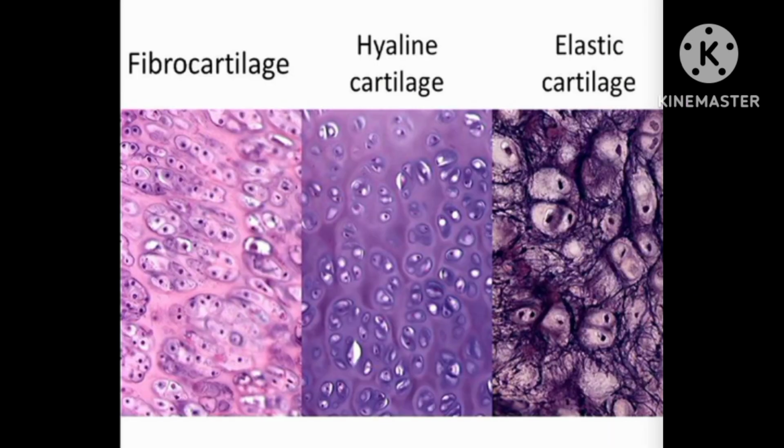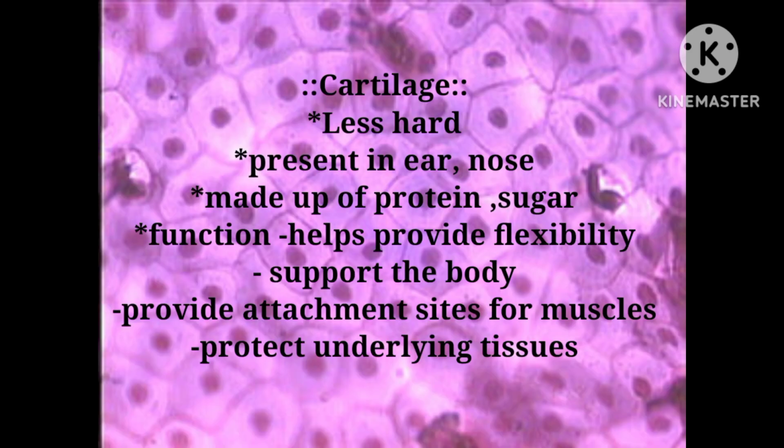Now let us talk about cartilage. There are 3 types of cartilage: fibro, hyaline and elastic. These are the 3 pictures you are seeing. Cartilage is less hard. It is present in the ear and nose and it is made up of protein and sugar. The main function of this tissue is to provide flexibility, support the body, provide attachment sites for the muscles, and protect underlying tissues.